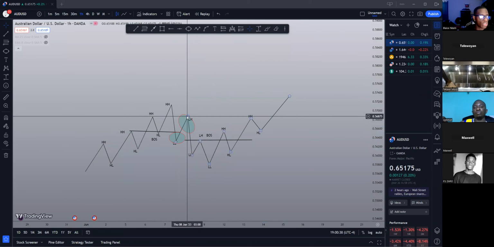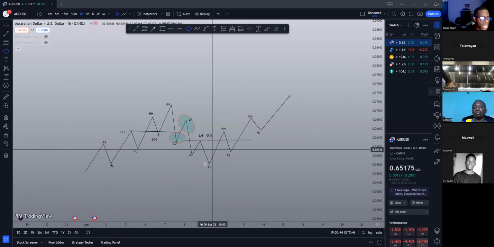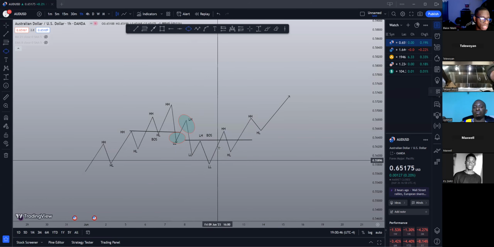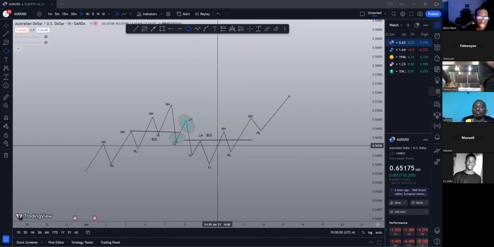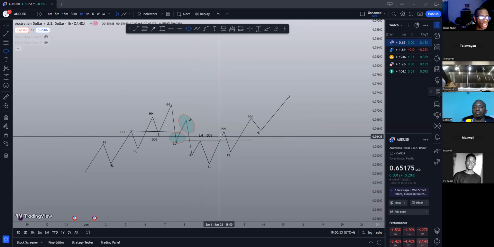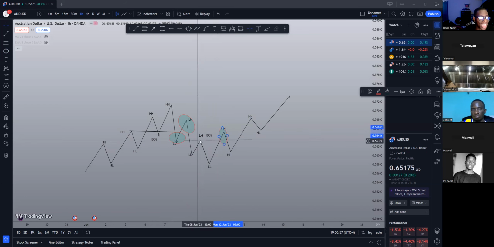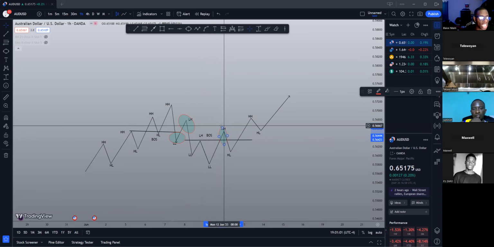Like that, you have to wait for the lower high to be formed to confirm that break of structure. The same thing on this other side. When the market came here, you're expecting that the market gave you a lower low, so the next thing you're expecting is a lower high. But in turn, it gives you a higher high, because this high is higher than the last high that was created.